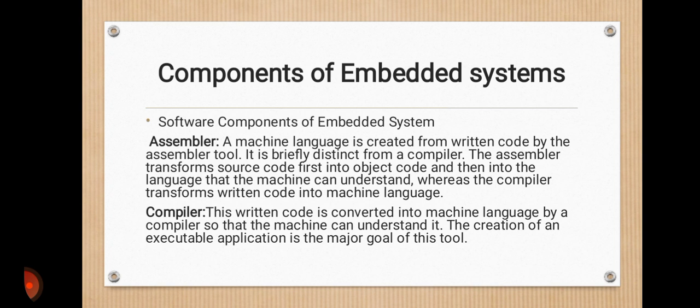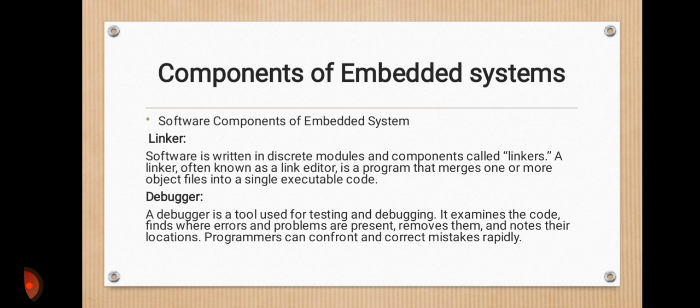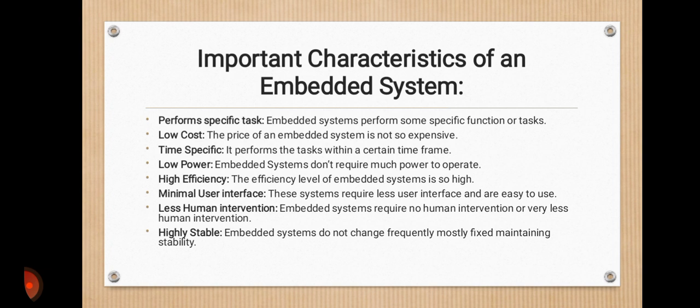As said earlier, the written code is converted into machine language by the compiler so that the machine can understand it. The creation of an executable application is a major goal of this tool, and it is also known as a linker. The software is written in discrete modules and components. A linker, often known as a link editor, is a program that merges one or more object files into a single executable code. And next, the debugger. A debugger is used when there is an error; we have to debug it, that is, make it error free.